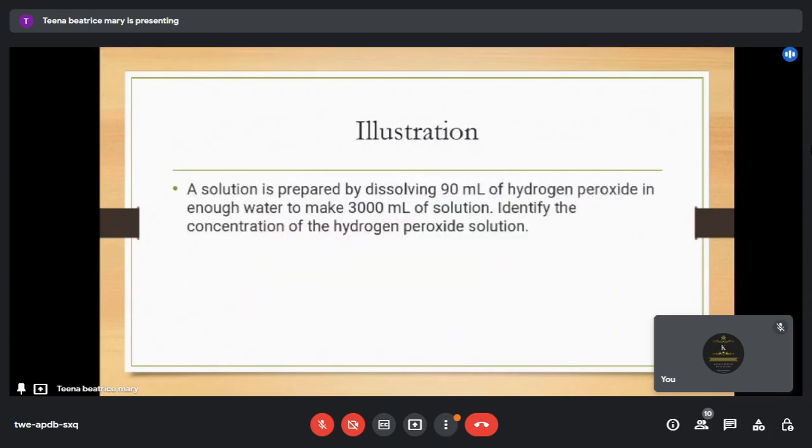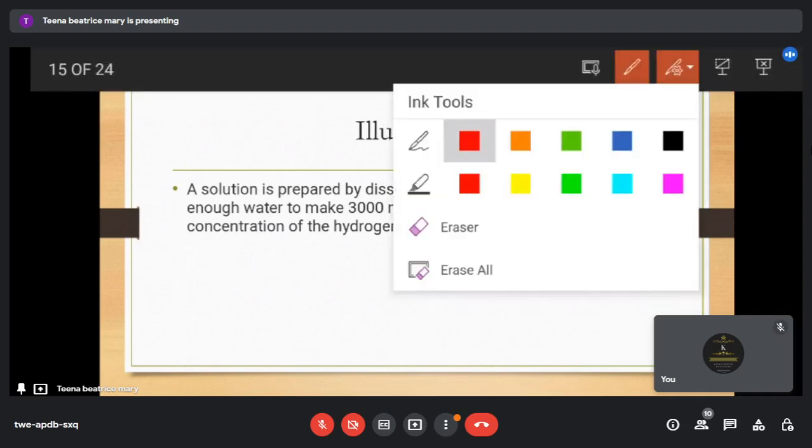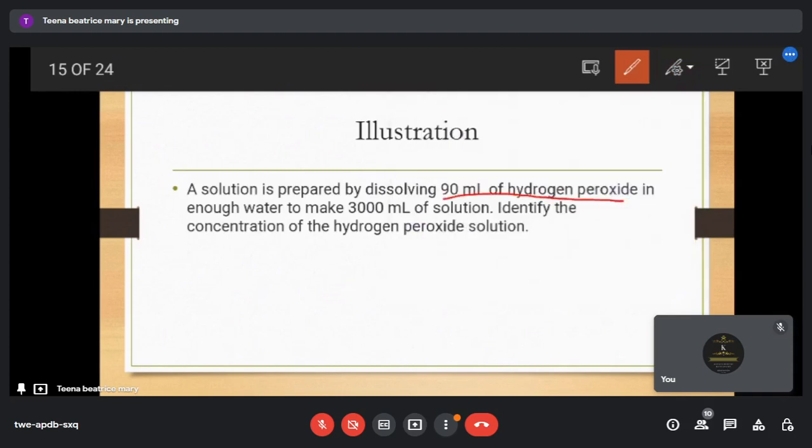Now we can work out a problem. Note the problem. A solution is prepared by dissolving 90 ml of hydrogen peroxide. Formula for hydrogen peroxide? H2O2. So 90 ml of H2O2 in enough water to make 3000 ml of solution. The solute here is H2O2, and the solvent is water.